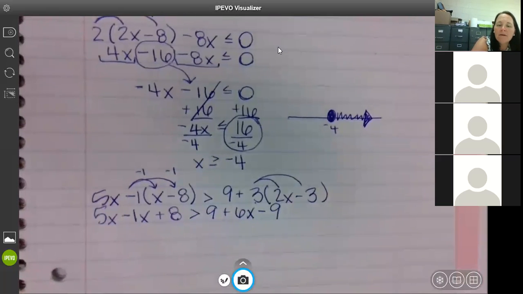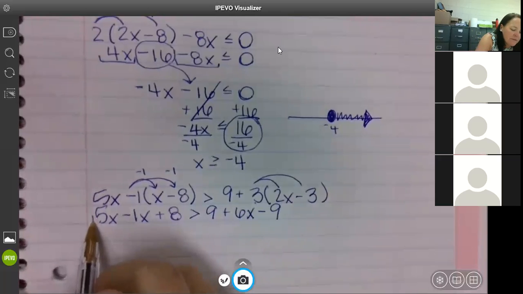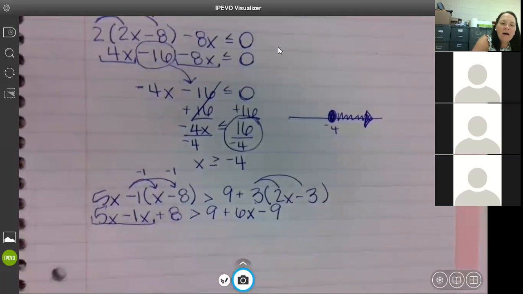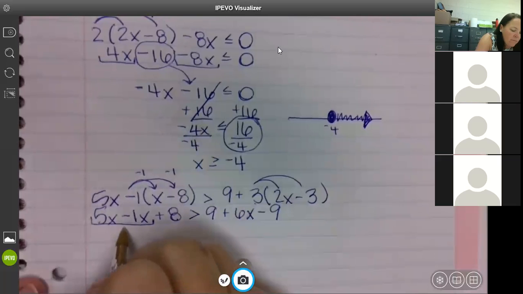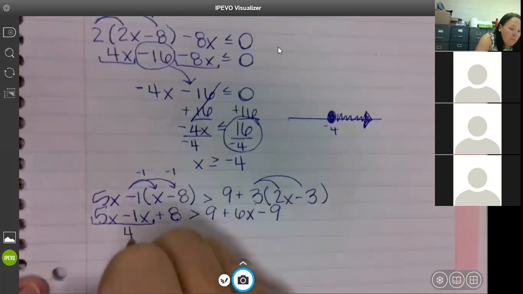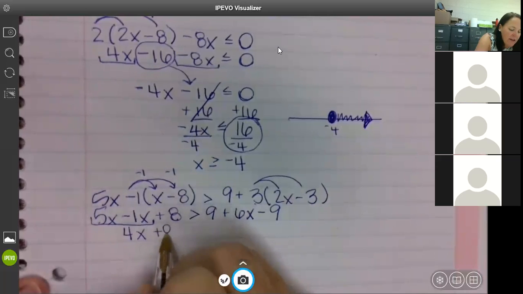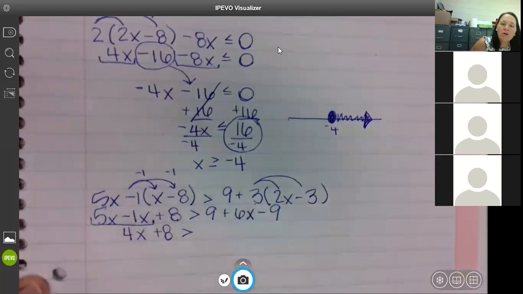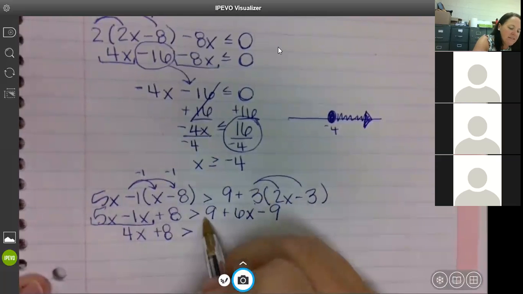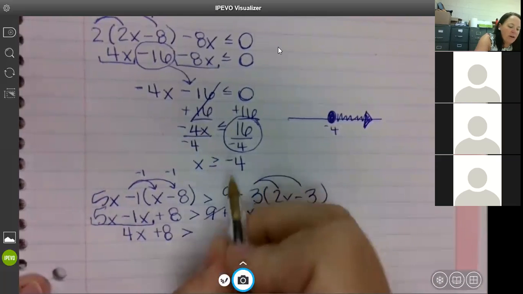Clean it up. So over here, I have some like terms. What's 5 minus 1? 4. You're fine. Bring down the 8 because there's nothing else to do with that. Bring down your greater than. What happens to 9 minus 9? Cancel out. Yeah, it makes 0, so we can just cancel it out and just bring down that 6x.